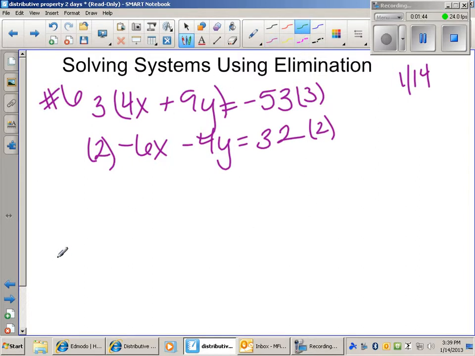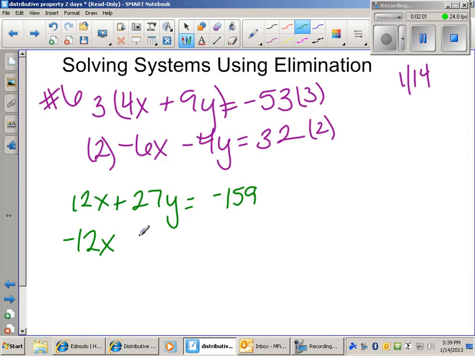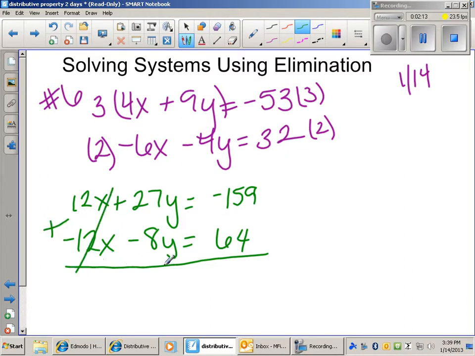So the top equation becomes 12x plus 27y is equal to negative 159. And then I'd have negative 12x minus 8y is equal to 64. So then if I add these two together, these x's are going to eliminate, which is what I wanted to happen. So I end up with 19y is equal to negative 95. If I divide both sides by 19, I get that y is equal to negative 5.